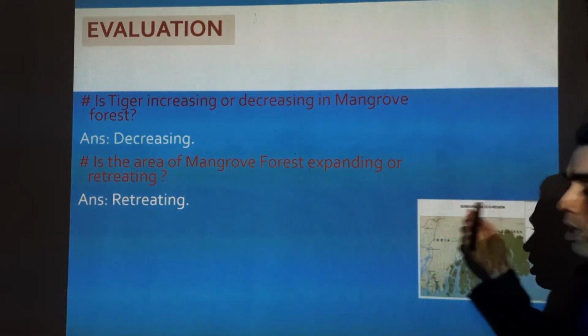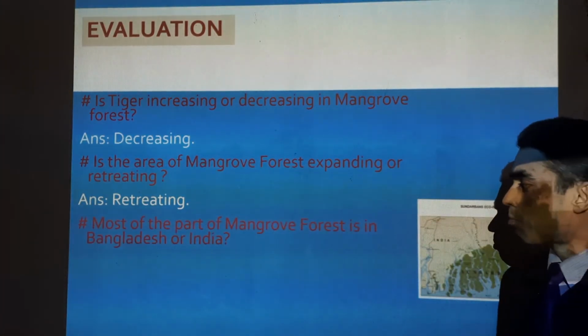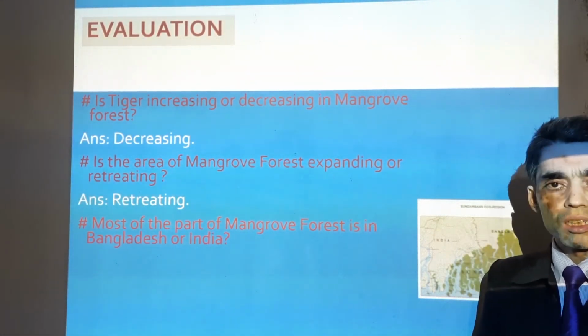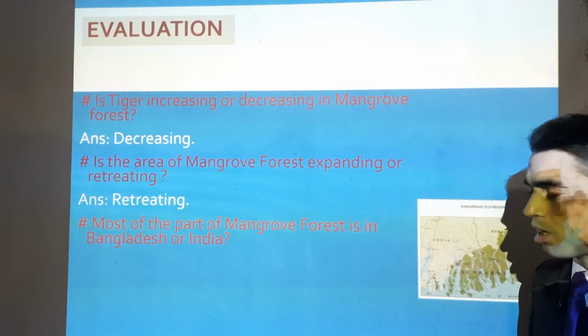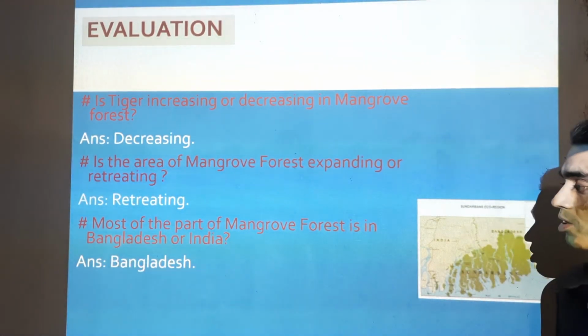The next question. You see the map here. Once again, the question is, is most of the mangrove forest in Bangladesh or in India? Definitely we are so lucky, we have already got the idea that yes, this is Bangladesh.